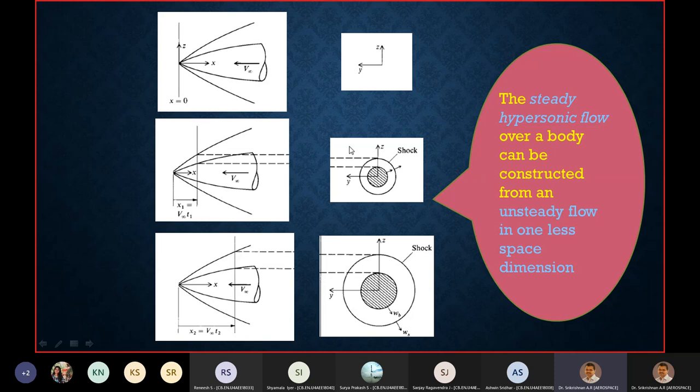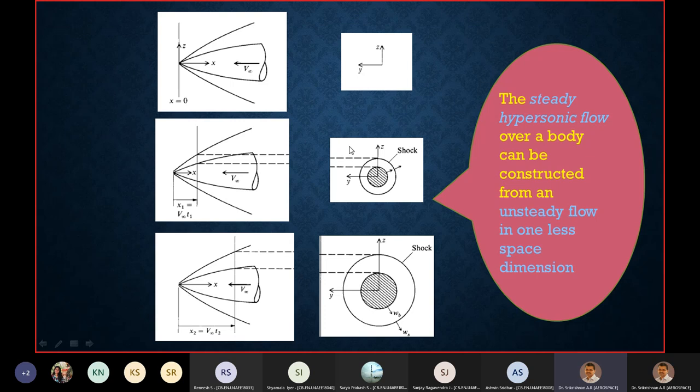The progression of the radial waves in the transient plane versus the progression of the body in the 2D plane on the left hand side, in the steady reference frame. So this is the mapping that we are talking about, or this is the equivalence that we are talking about, in terms of hypersonic equivalence.